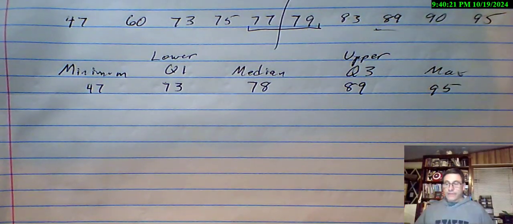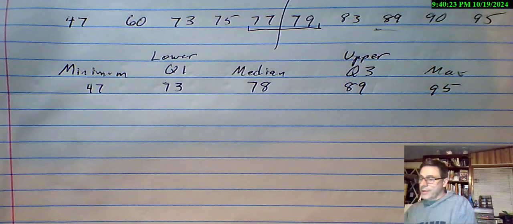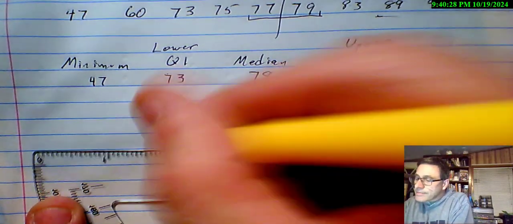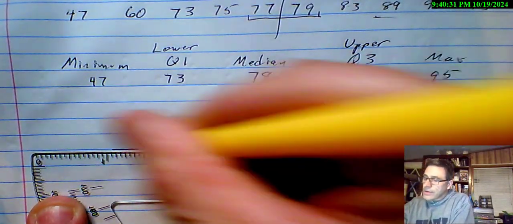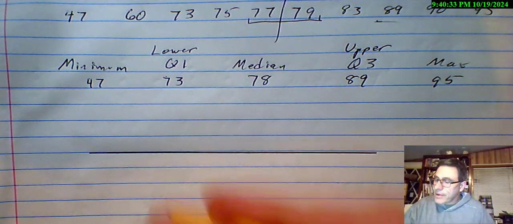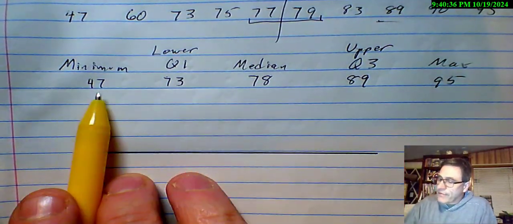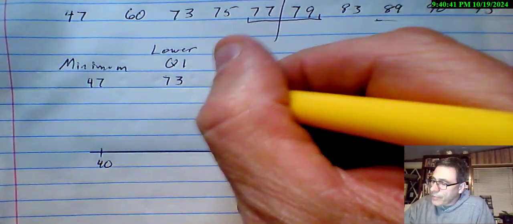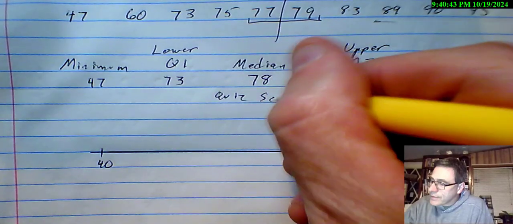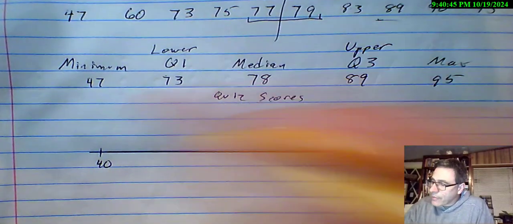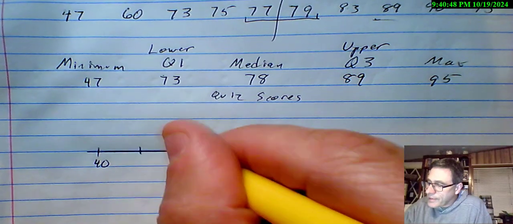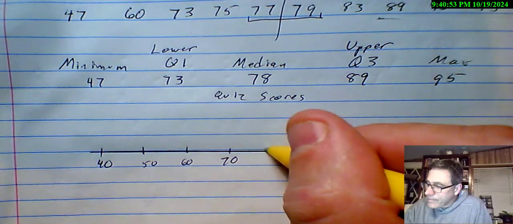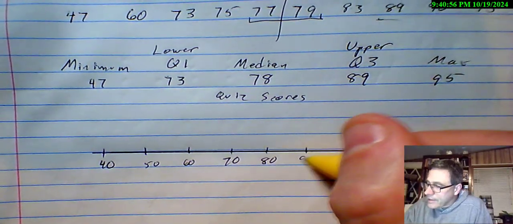All right. Now, to make my plot, I'm going to make a number line, and now I know what my scale is going to be, my range of numbers. I'm going to go from 47 to 95. So I'm going to start at 40. I'm going to put a title at the top, quiz scores. And we're going to go up to 100. So 50, 60, 70, 80, 90, and 100.